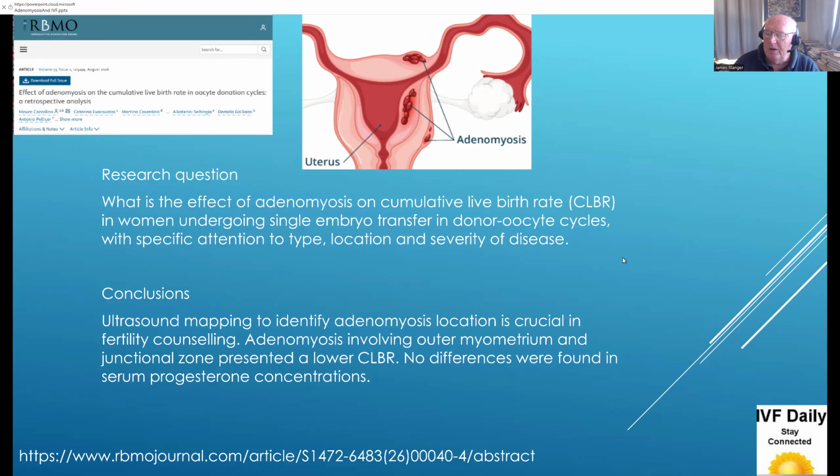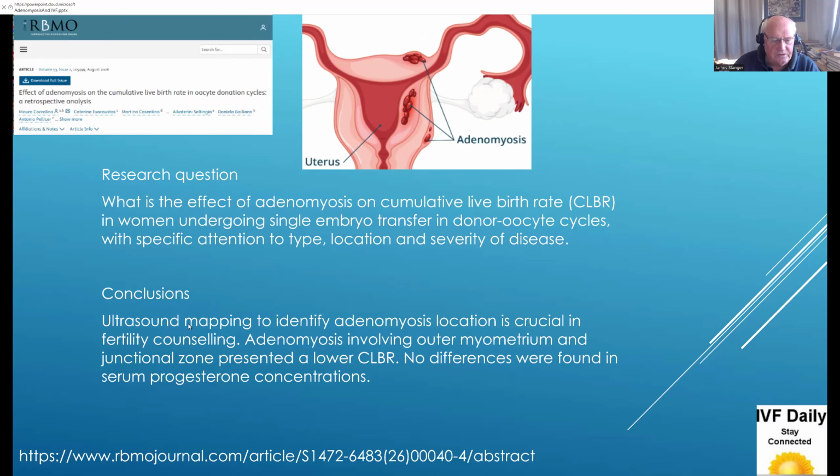And why this paper is important is they're using donor oocytes. Many women with endometriosis or adenomyosis will be in their middle to late 30s, early 40s. Therefore, when you try to use eggs from these ladies, they have a lower inherent birth rate. So by looking at donor oocyte cycles only, where the donors are usually under 30, it removes any impact of ovarian reserve on the outcome. So we're only actually looking at the impact on the recipient's endometrium.